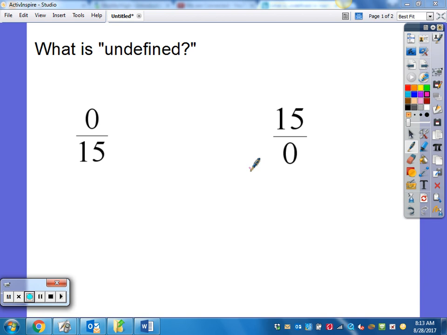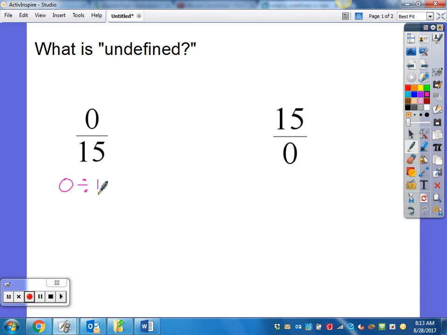This lesson is on what does it mean if a mathematical problem is undefined. In math, an undefined problem is one that doesn't have an answer. So here are two examples. I have 0 over 15. Really, it's just a division problem.